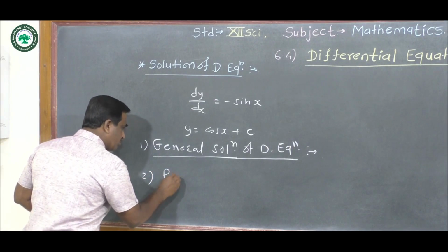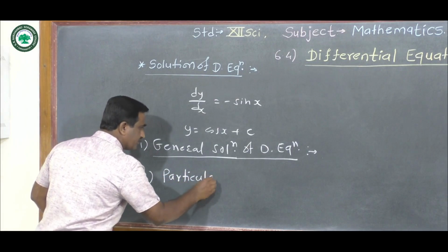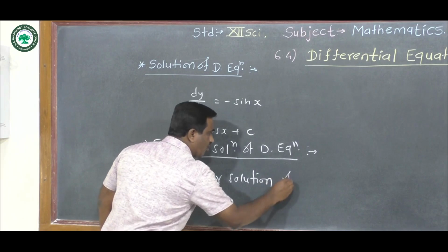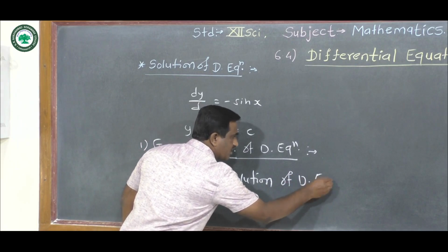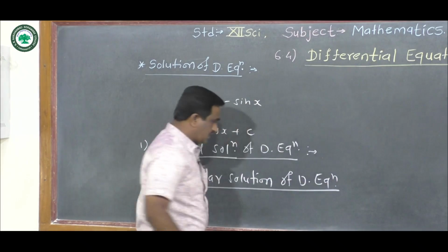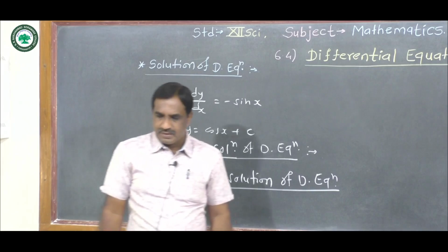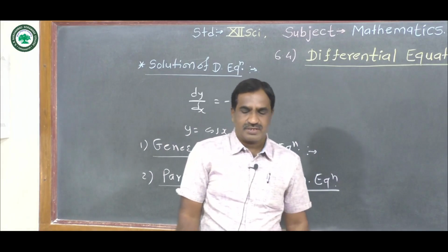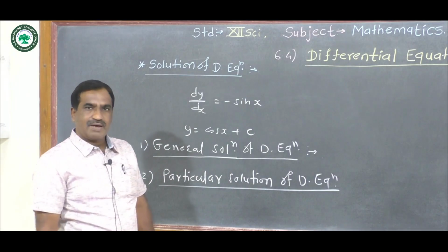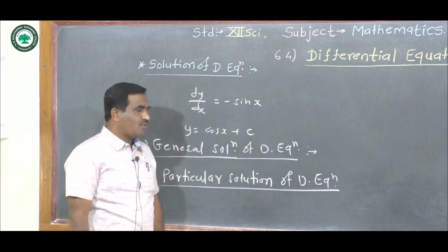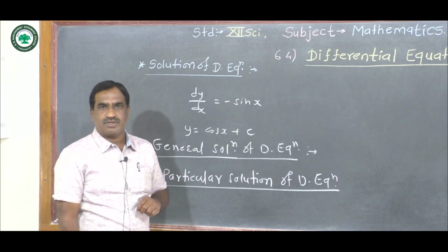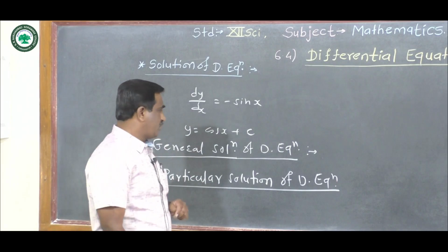Particular solution of differential equation. Now the definition of particular solution: a solution of a differential equation which can be obtained from the general solution by giving particular values to the arbitrary constants is called a particular solution of the differential equation.